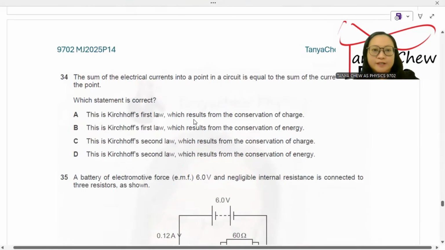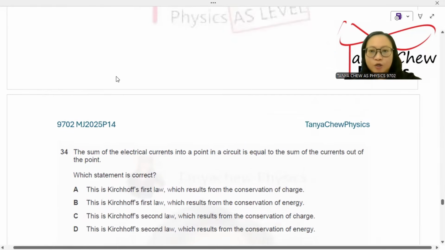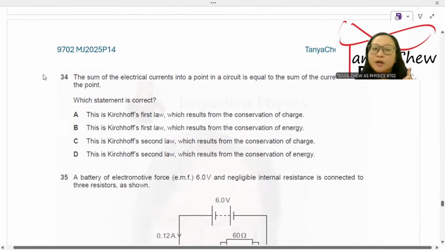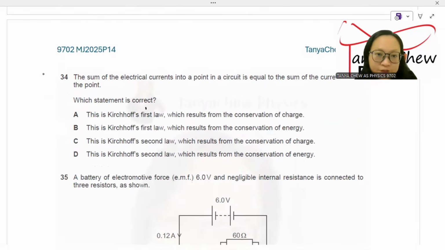Number 34, the sum of electrical current into a point in a circuit is equal to the sum of the currents out of the point. This is definitely Kirchhoff's first law, and it is due to the conservation of charge. Kirchhoff's second law is due to the conservation of energy.